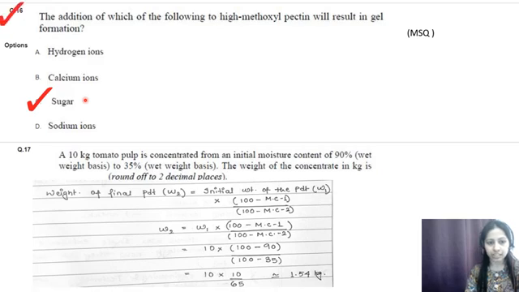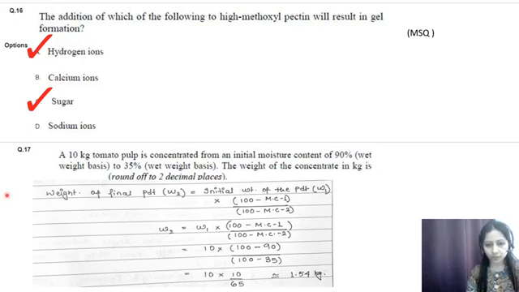Question number 17. It is an NAT type question. 10 kg tomato pulp is concentrated from an initial moisture content of 90% wet basis to 35% wet basis. So the wet concentrate in the final one we have to calculate.